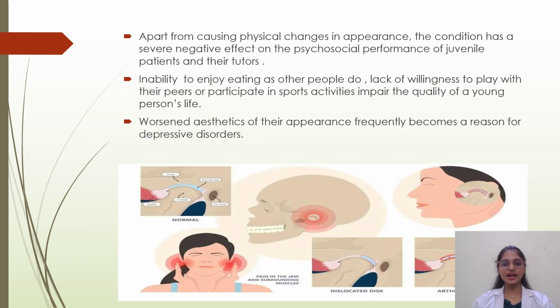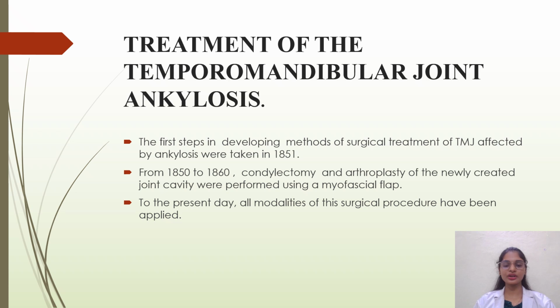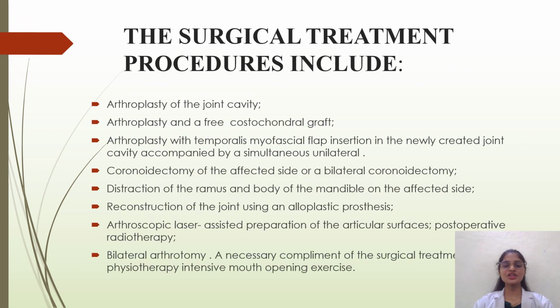This slide illustrates the anatomical difference between normal TMJ and dislocated TMJ. Have a look at these images. Treatment of temporomandibular joint ankylosis begins in the mid-19th century. The surgical treatment procedures include coronoidectomy, arthroplasty with a myofascial flap, and various modern techniques have evolved.